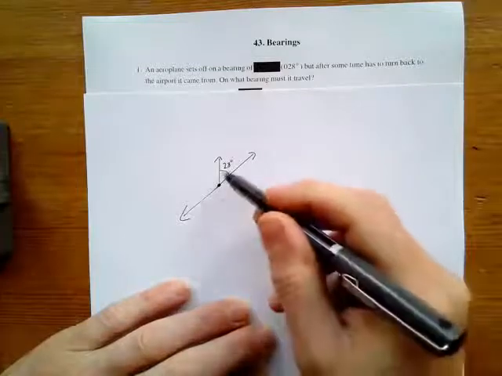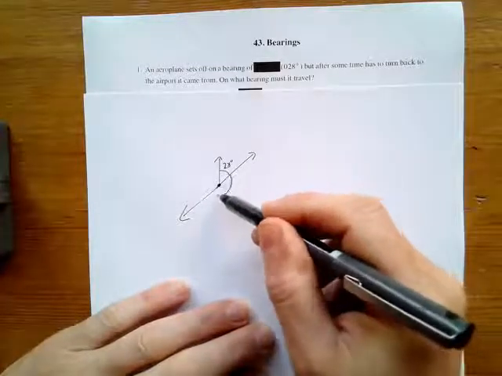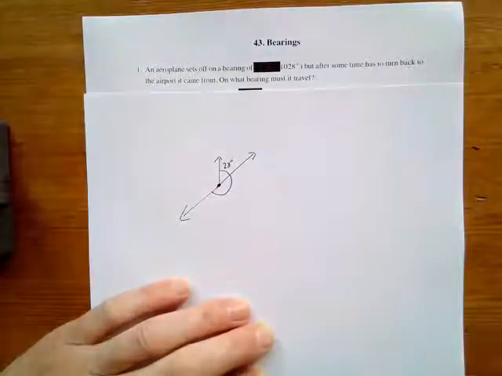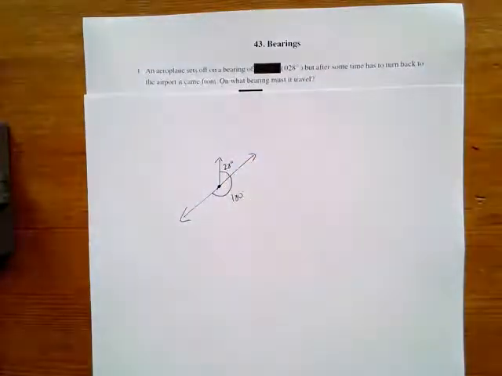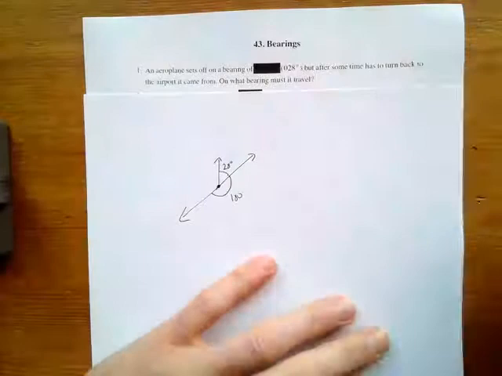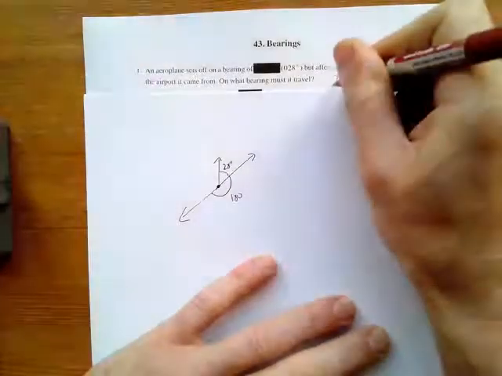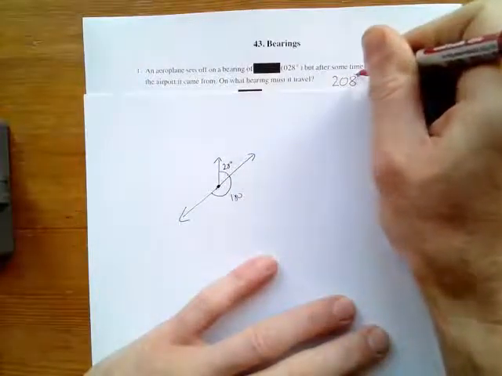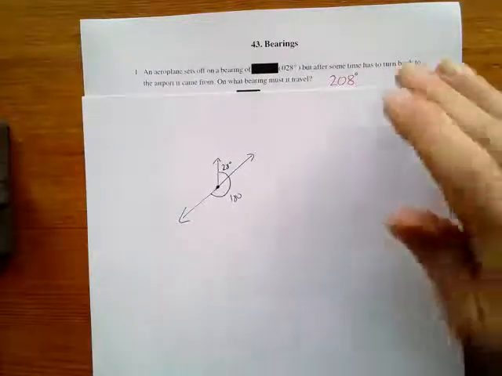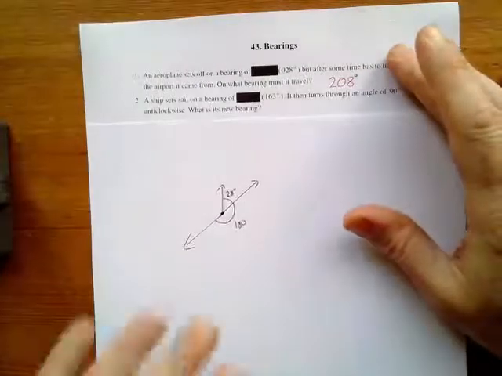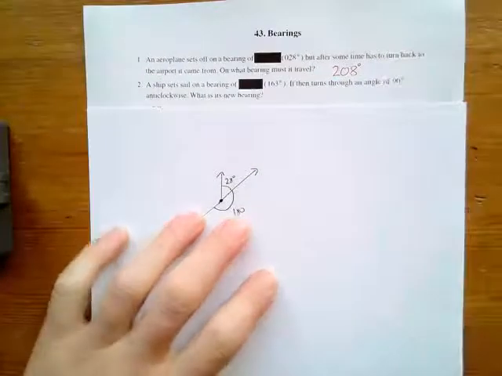Well, that is going to be that 28 degrees plus an extra 180 degrees around there. So the total to that would be 208 degrees. So the answer to the first question, just doing red so it's nice and clear, is 208 degrees. One down. Next question. A ship sets sail on a bearing of 163 degrees.